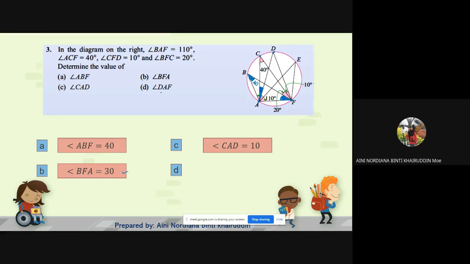Okay. D, angle DAF. So angle here: 110 minus 10 minus 20. This angle is 20. Just now here 10, here 20. Why 20? Same as this angle. It came from the same arc BC. BC to circumference.